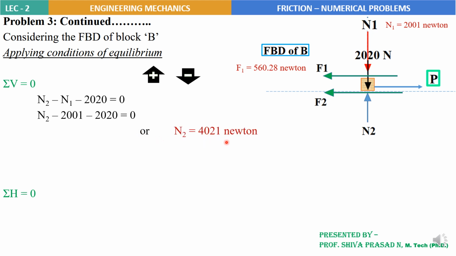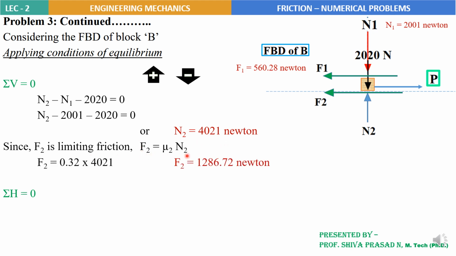So N2 is 4021 Newton. F2 is also limiting friction, so you can use this relation, F2 is equal to mu2 N2. What is mu2? Coefficient of friction between the block B and the surface. That is 0.32, given in the problem itself, multiplied by N2. N2 value is 4021. Therefore F2 is equal to 1286.72. Considering these values, let's apply the second condition of equilibrium, sigma H equal to 0.